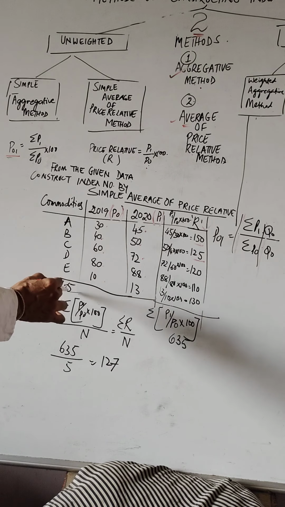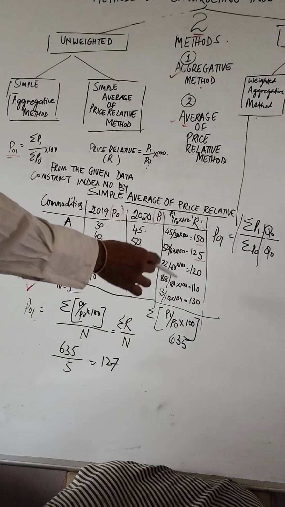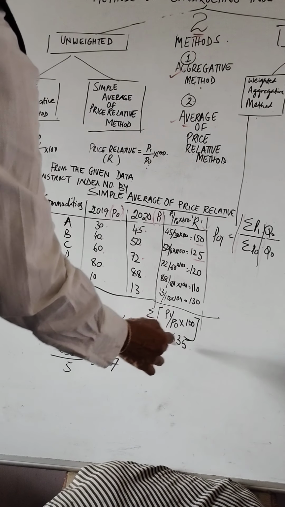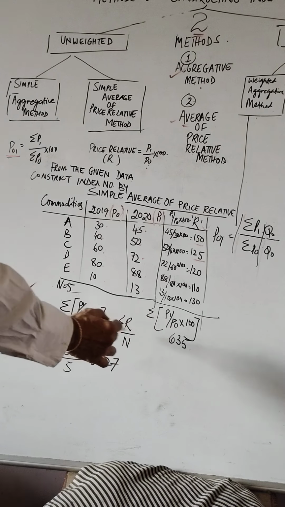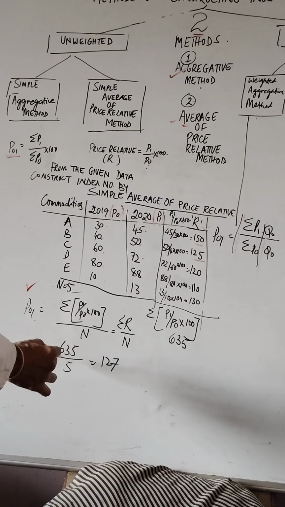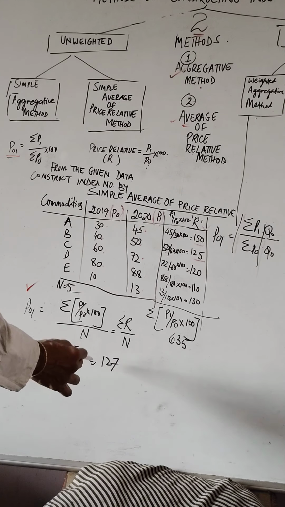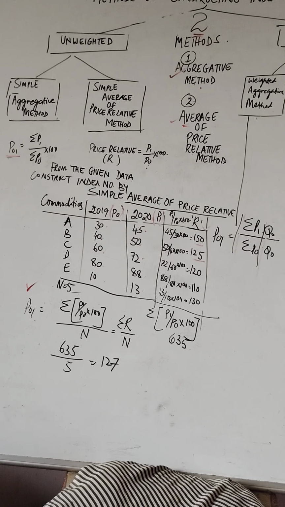So what is the total number? 5. We've added this up to get 635, so the price relatives stand at 635. So 635 divided by 5 gives you 127. So what does that mean? The price index number is 127. That you have to write.